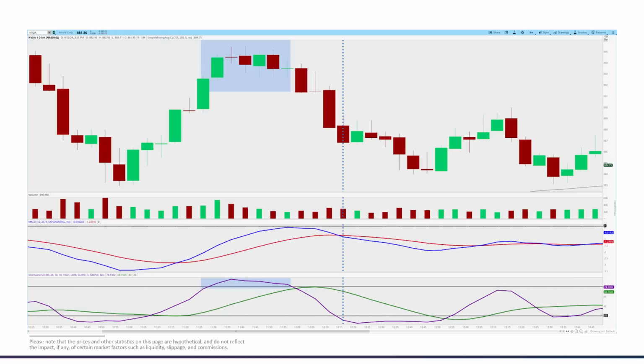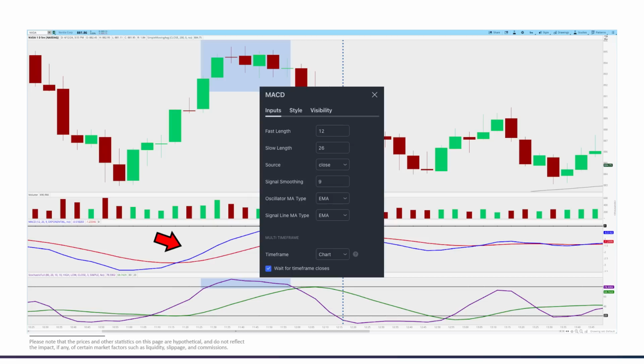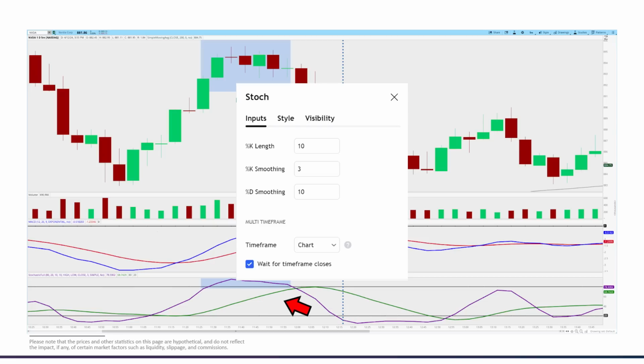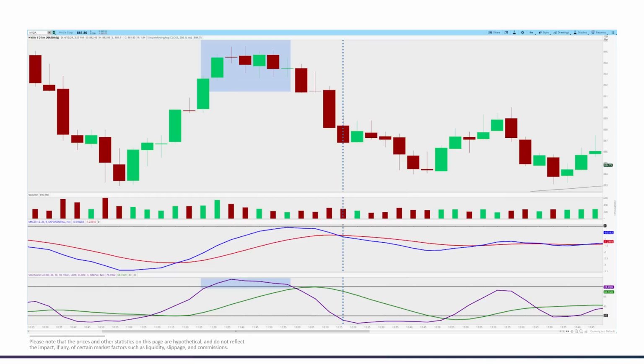Here's an intraday chart of NVIDIA with a MACD with default settings, that's 12, 26, and 9. And then a stochastic with default settings at the bottom, so 10, 10 for both periods. This is a classic example of what is traditionally thought of as a lagging indicator in the MACD versus a leading indicator in the stochastic.